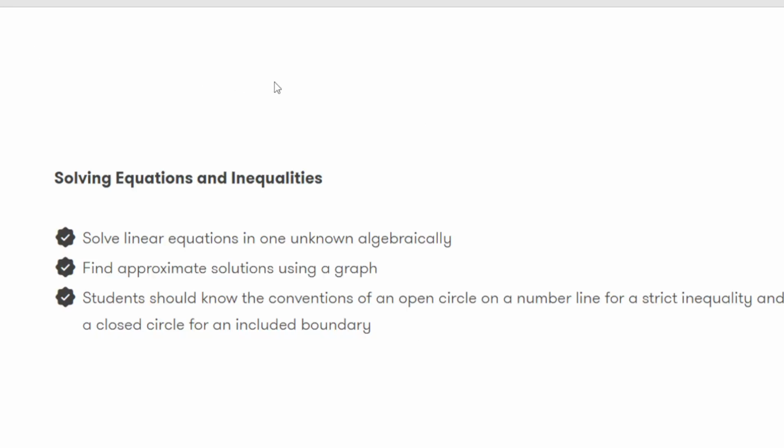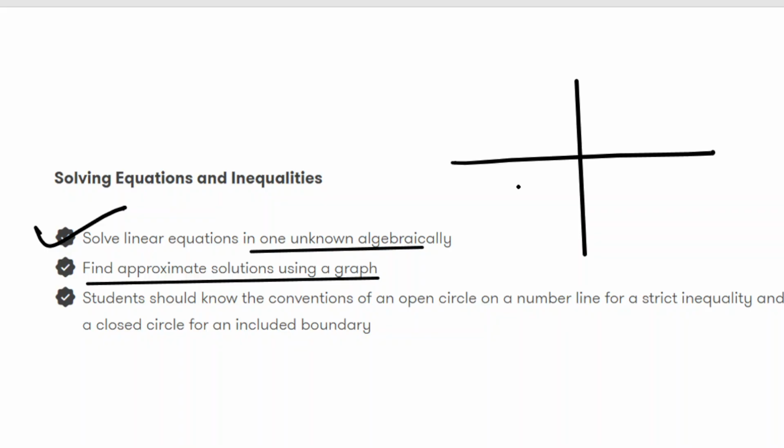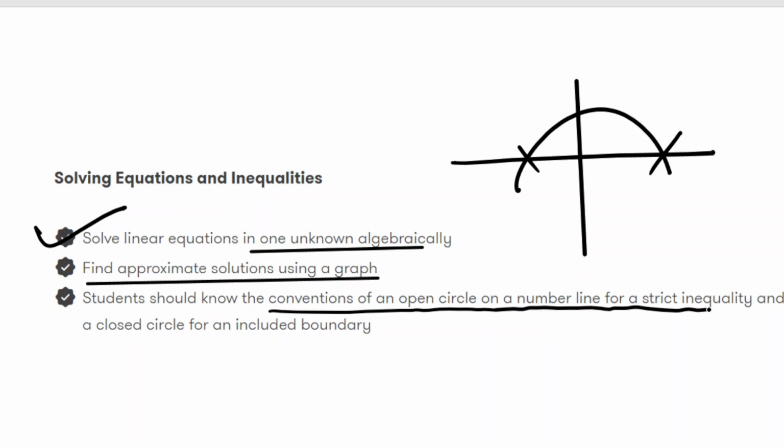And then comes solving equations. Solve linear equations in one unknown. Find approximate solutions using a graph. If you have a graph like this, how many solutions are there? 2. It means this is a quadratic graph. Students should know the conventions of an open circle on a number line for a strict inequality and a closed circle for an included boundary.